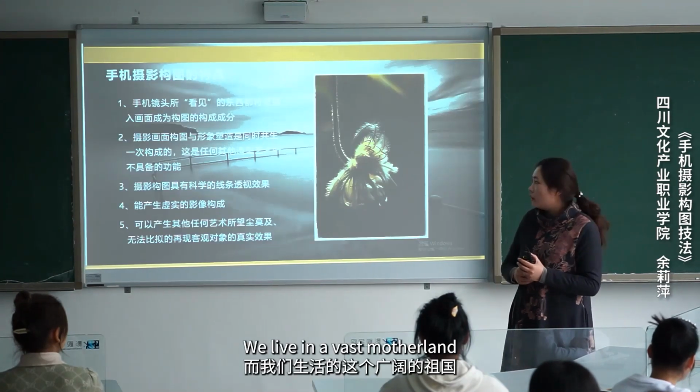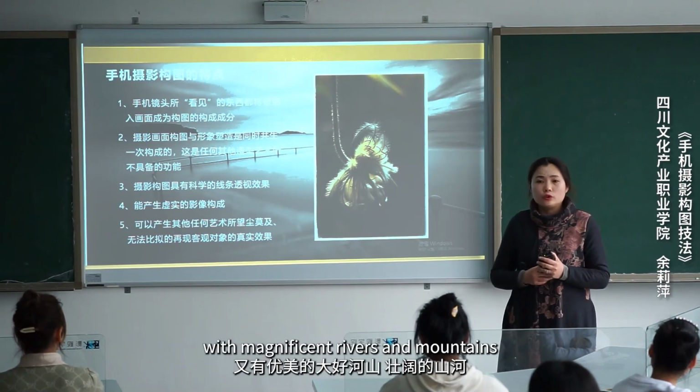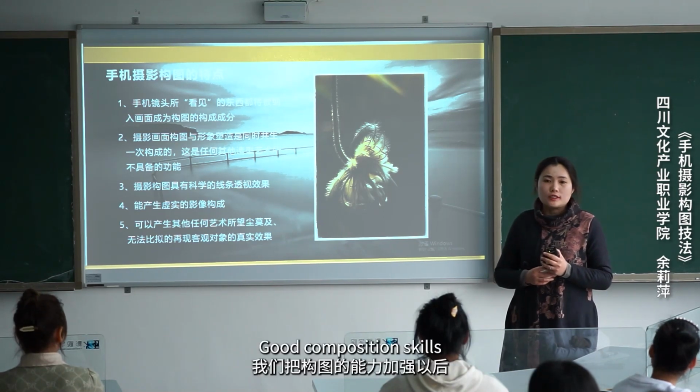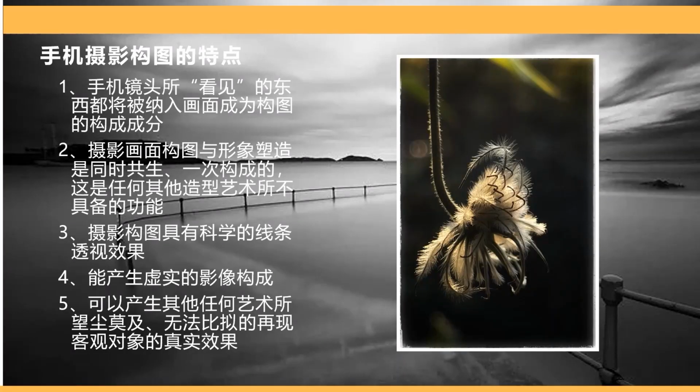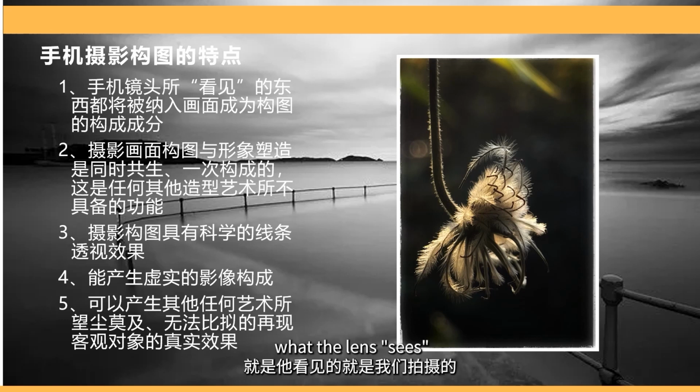We live in a vast motherland with magnificent rivers and mountains. Good composition skills help us to better record the beauty around us. Mobile photography composition has the following characteristics. First, what the lens sees is what we shoot, or what you see is what you get. So we must have a keen awareness to find and record the beauty present in our surroundings.